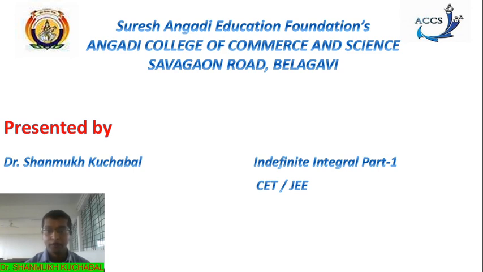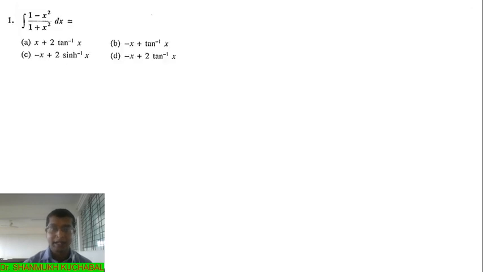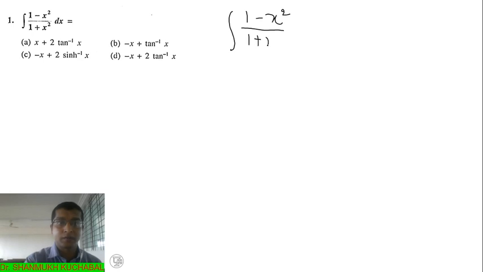Today we study the indefinite integral part. Everyone knows that the opposite process of differentiation is integration. So directly we begin with the examples. First example: integration of (1 minus x square) divided by (1 plus x square) into dx is given.